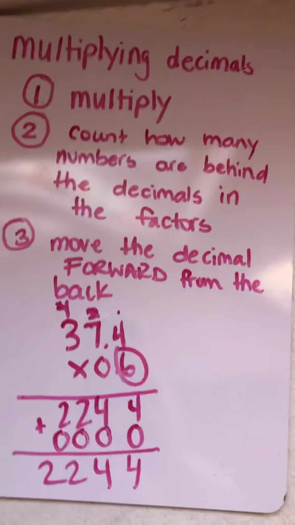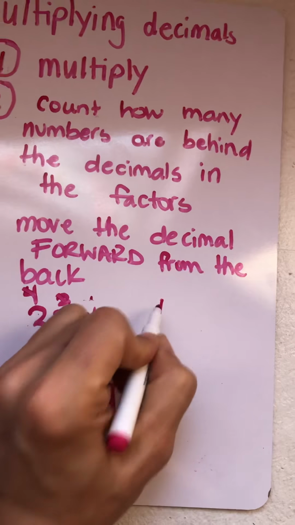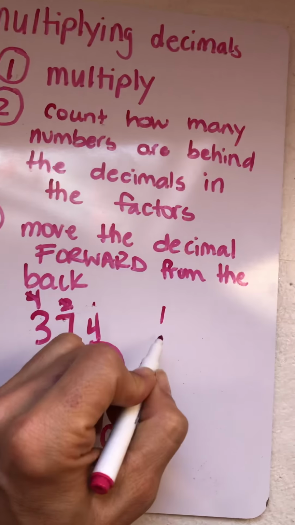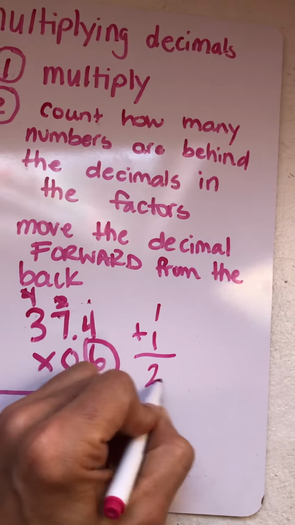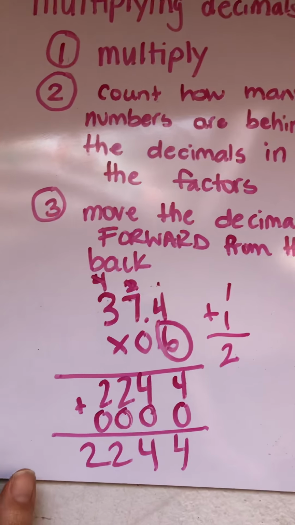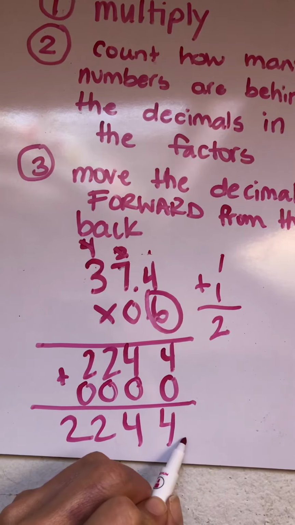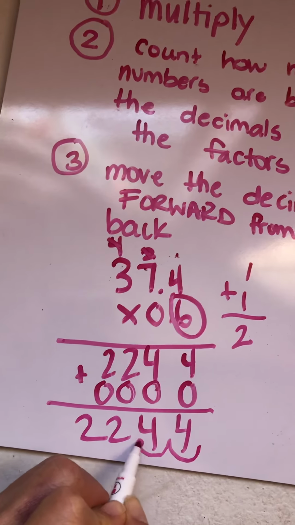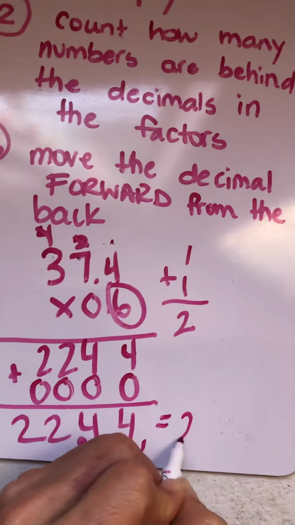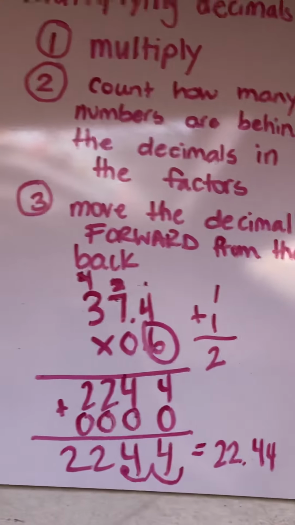Step 2, count how many numbers are behind the decimal. So in this top one, there's 1 number behind the decimal. In the bottom one, there's 1 number behind the decimal. 1 plus 1 is 2. I'm going to move my decimal 2 times, like step 3, from the back. So I start from the back and I jump 2 times. 1, 2. Put the decimal. Therefore, my answer is 22 and 44 hundredths.